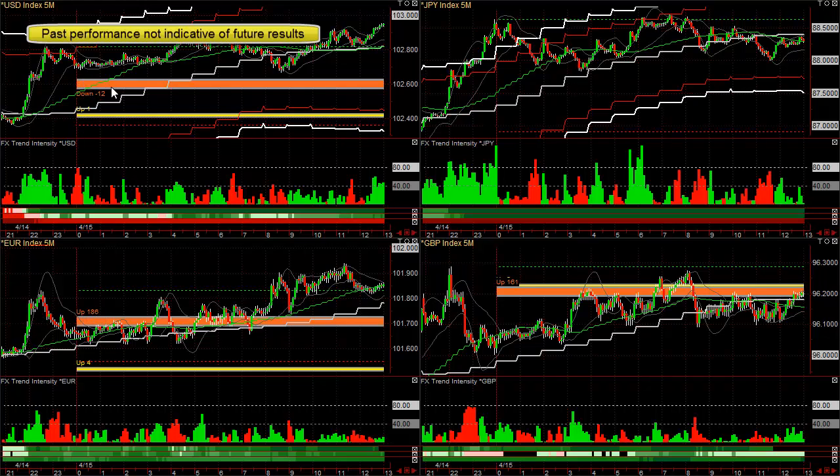The dollar fell last week. So if you were looking to buy one of these currencies, it would be the euro. If you're looking for patterns to sell, it might be the dollar because it fell last week. The pound went up 161 pips last week.